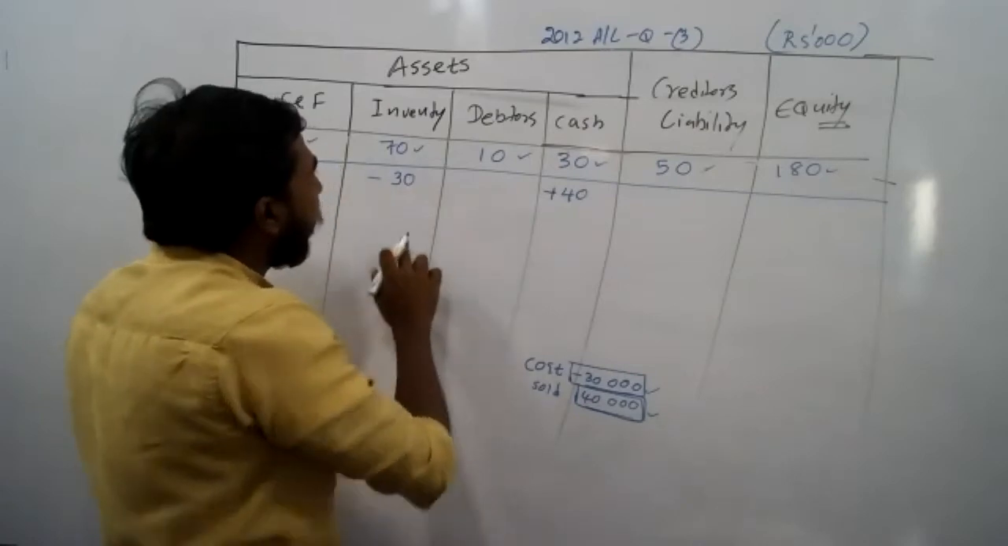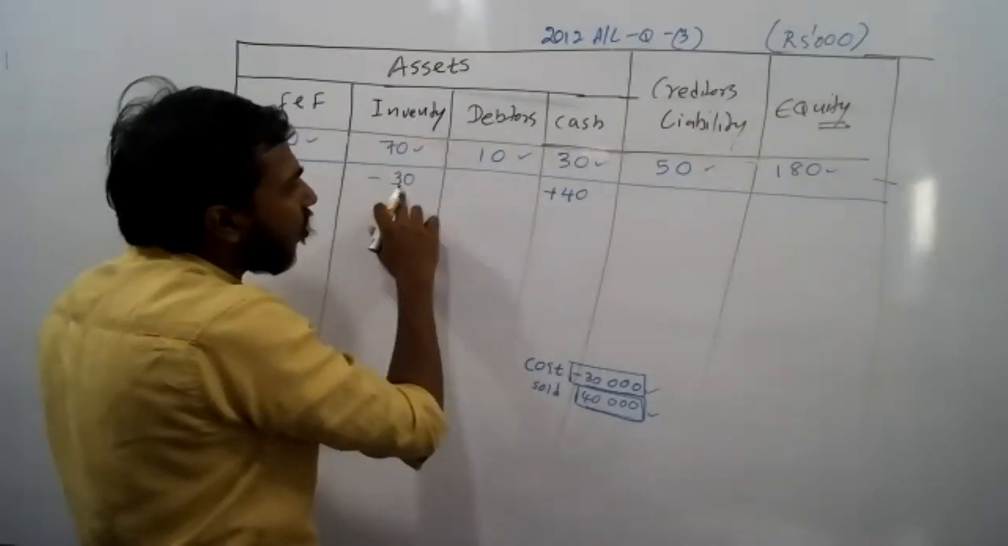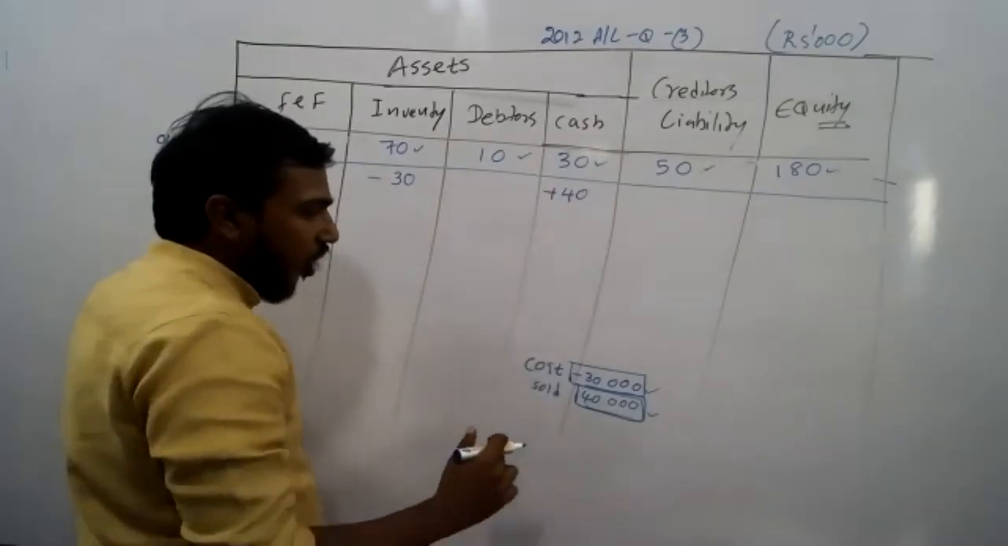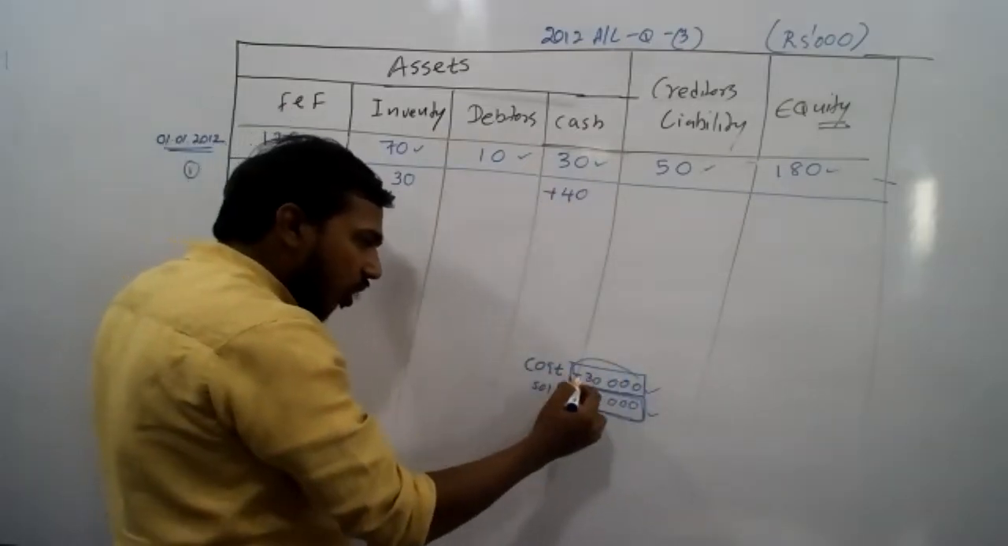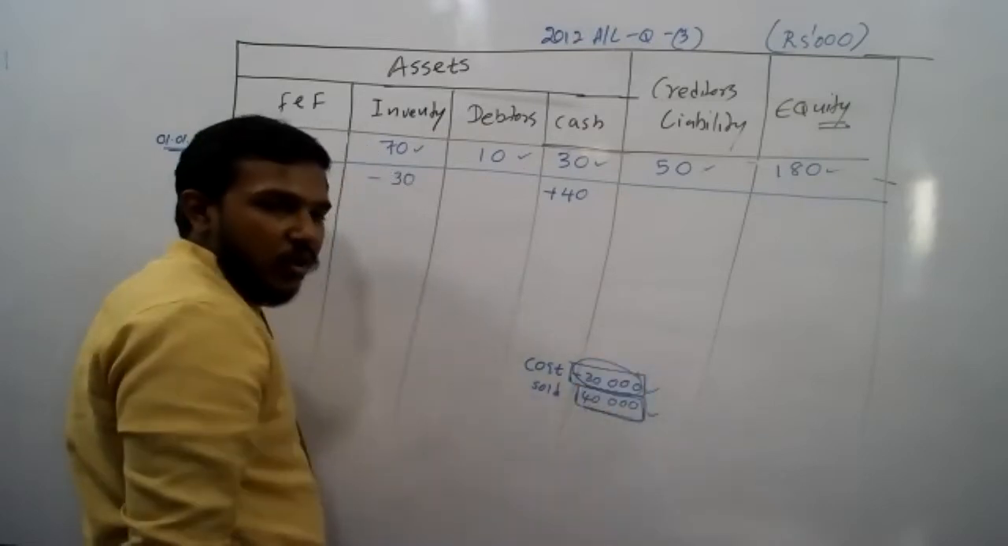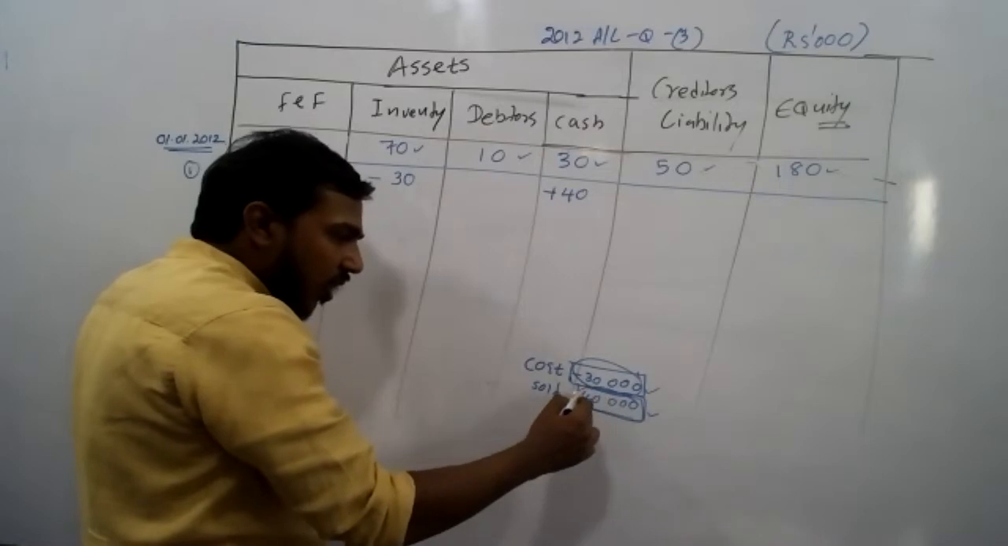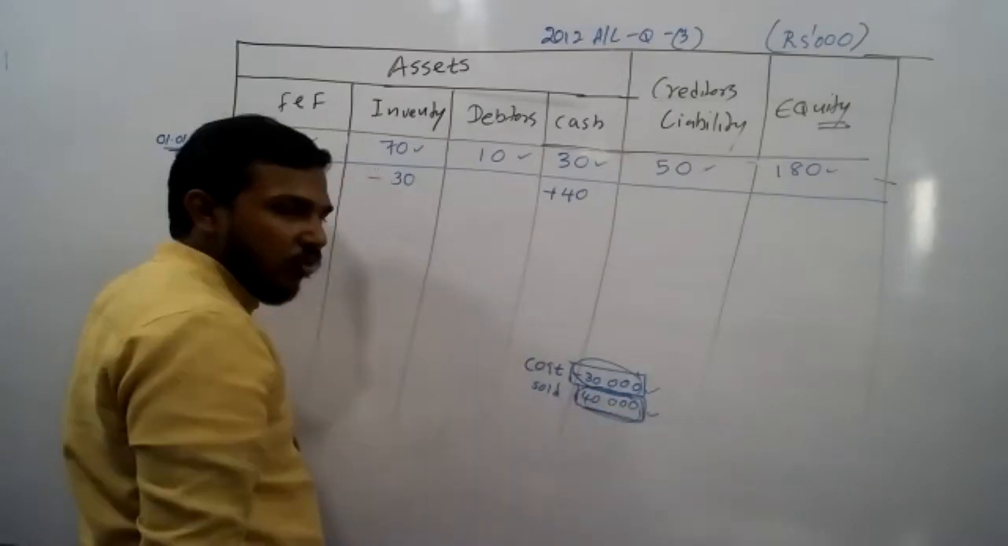Clear? Now you can see stock costing 30,000 was sold for 40,000. Obviously, you have purchased the stock for 30,000, but you have sold it for 40,000.